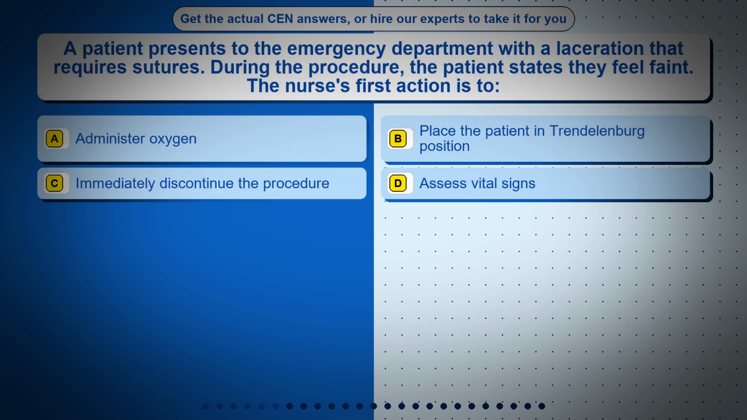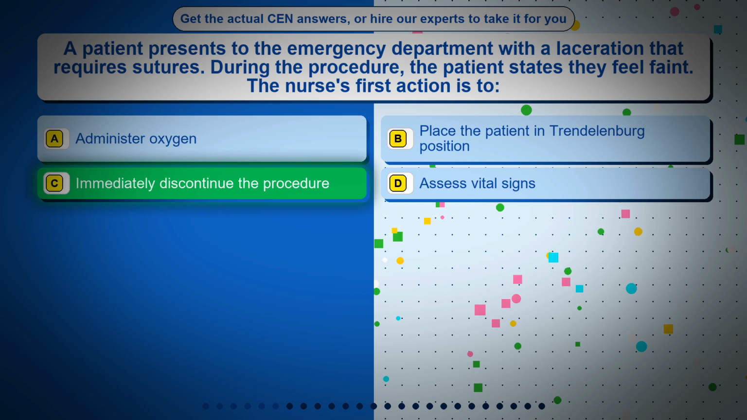Question 6. A patient presents to the emergency department with a laceration that requires sutures. During the procedure, the patient states they feel faint. The nurse's first action is to option A, administer oxygen, option B, place the patient in Trendelenburg position, option C, immediately discontinue the procedure, option D, assess vital signs. The correct answer is option C, immediately discontinue the procedure.